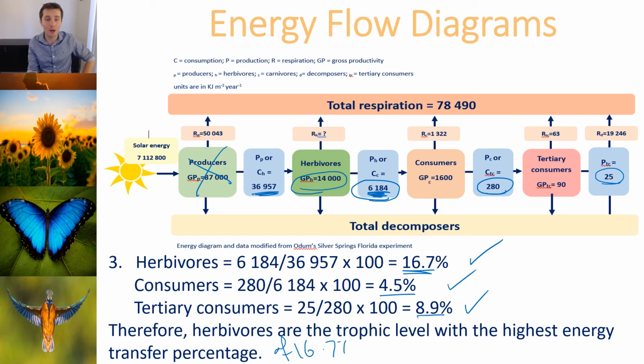If you got that right, well, you're doing very well at this stage. You really know what's happening. You're able to look and figure out, well, what's the production? How much is the net production? I'm going to divide that by the net production of the previous trophic level.